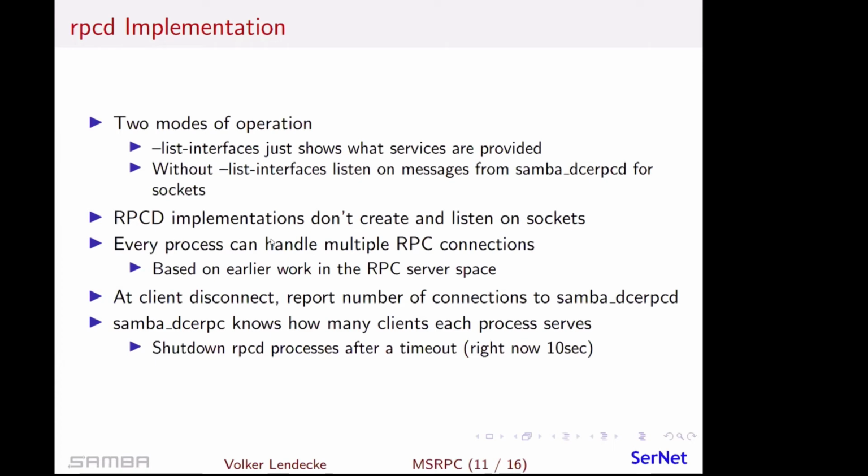Every process, and this is based on Simo's and of course Samuel's work, every one of these daemons can handle multiple RPC connections. And when a client disconnects, the helper RPCDs, my RPC endpoint mapper and so on, they report the number of connections they currently have to the parent. So the parent always knows how many clients each process serves. I can show you that.